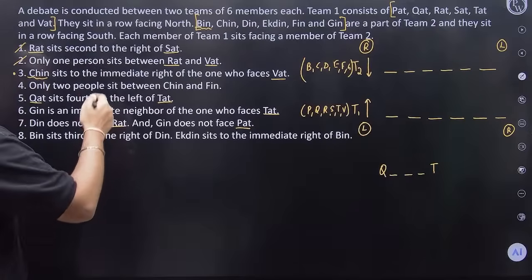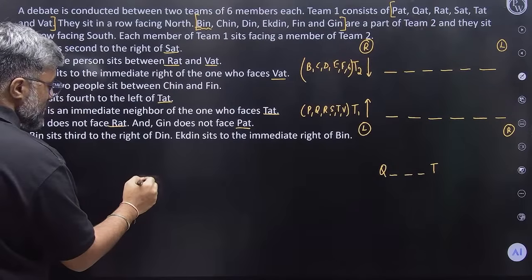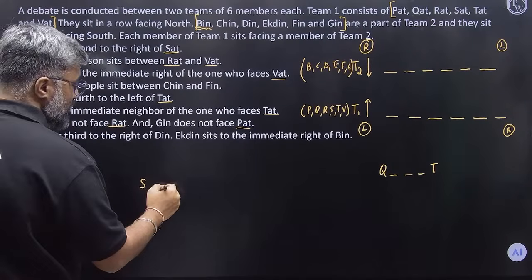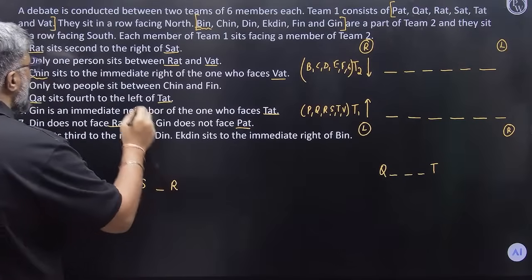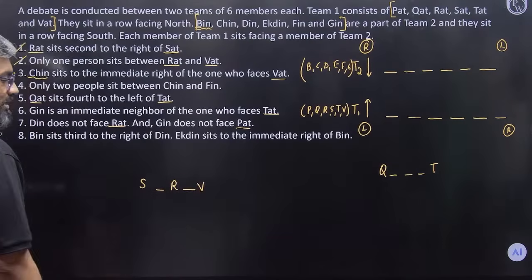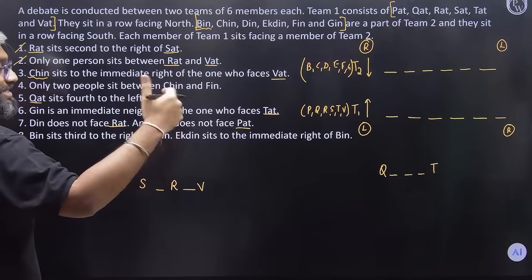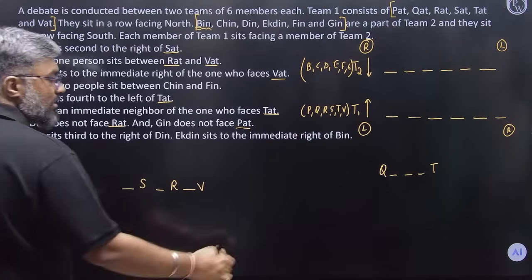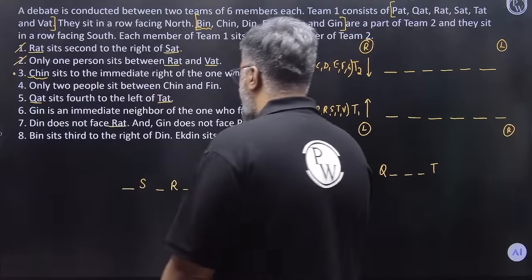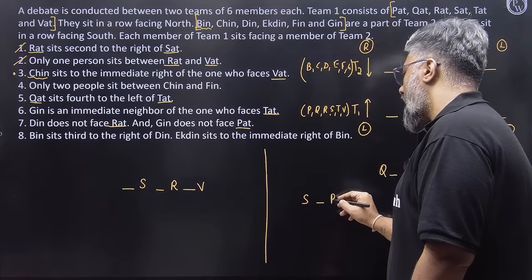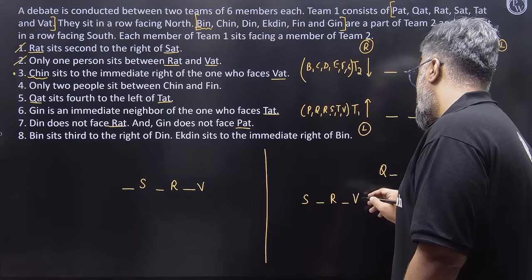So we had what? We had S, second to the right of S. So first right, second right, done. One person between R and V is done. So 5 seats are done. The sixth seat, in one case I'm trying to place it here. In the other case, I'll place it here. Okay, so S dash R dash V and dash.